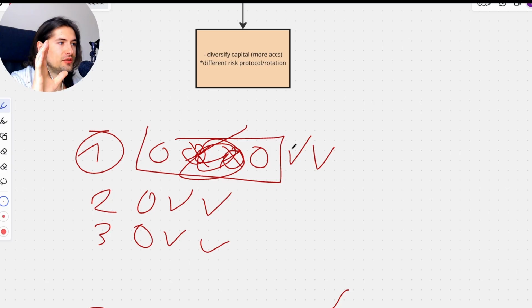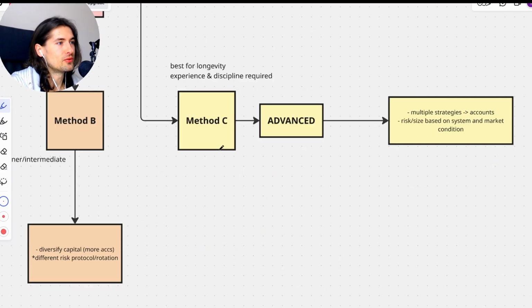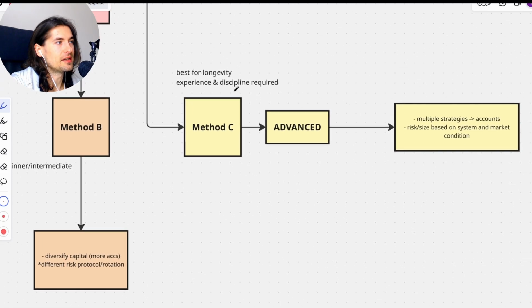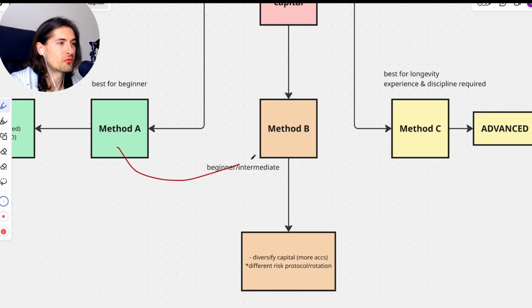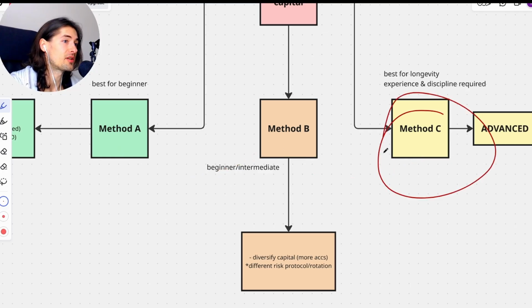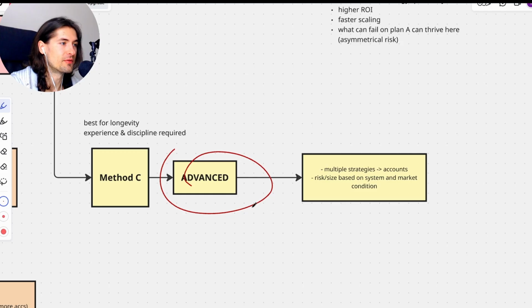But to be honest, I don't want to go too much into detail, just saying the options are almost limitless in this case, as long as you're being diligent and knowing your data. Now going back to method C, in my personal case, and because I'm trading already for a few years, I would say this is best, at least in my personal opinion, for the longevity. But as I mentioned here, it requires a ton of experience and discipline. That's why I would recommend going from method A to B to C, and not starting right away from C, because this is really advanced.